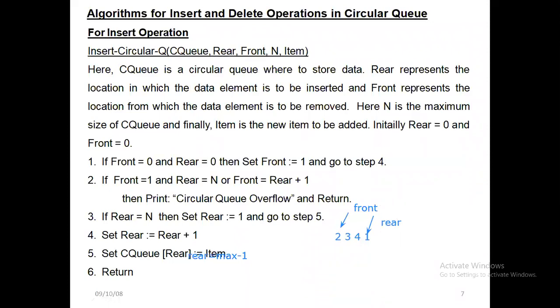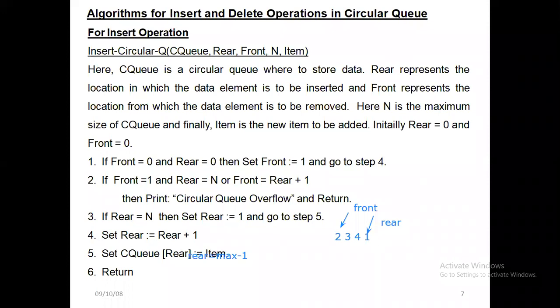So if rear is equal to n, then set rear is equal to 1 and go to step 5. Next, set rear is equal to rear plus 1. After all these steps, what will become? If rear is equal to 10, then go to step 5.